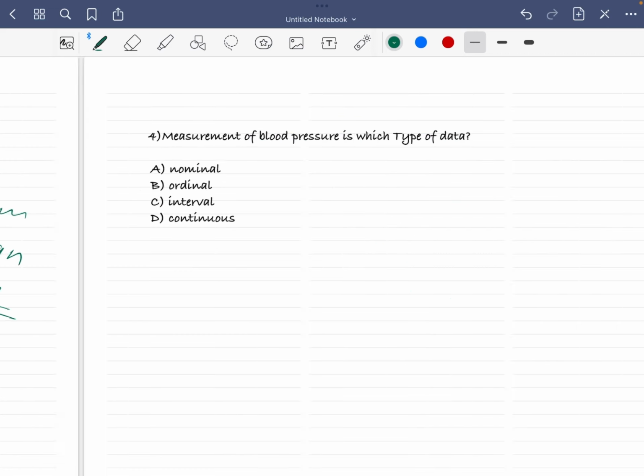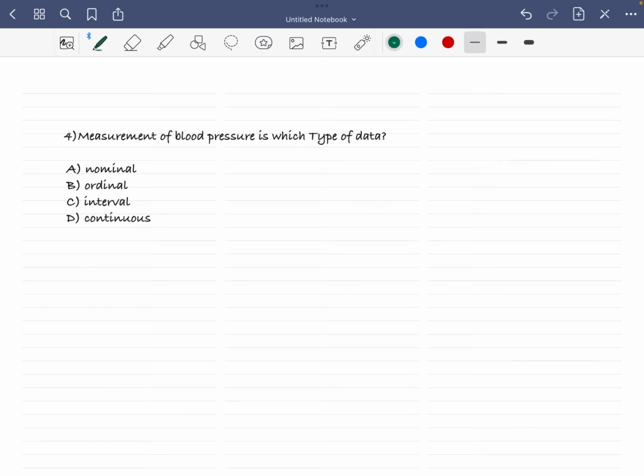So the next question, it is also a very beautiful question. Measurement of blood pressure is in which type of data? When we divide our data, they are nominal and ordinal. What is the difference? These both are qualitative data.